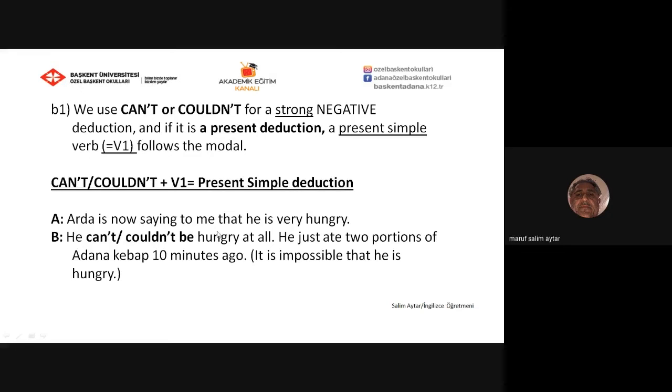Arda is now saying to me that he is very hungry. Let's have a look at the clue. He just ate 2 portions of Adana kebab 10 minutes ago. It is impossible that he is hungry. Therefore, we need to say he can't be hungry at all, or he couldn't be hungry at all, because he just ate 2 portions of Adana kebab 10 minutes ago.